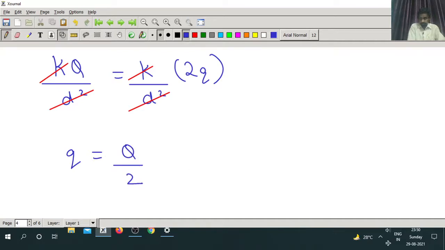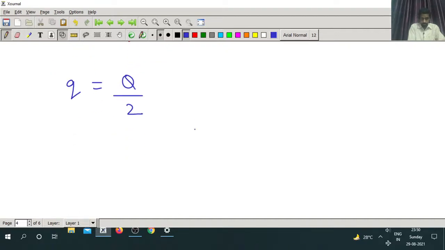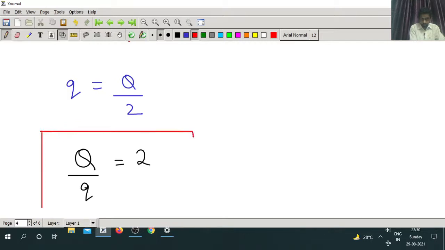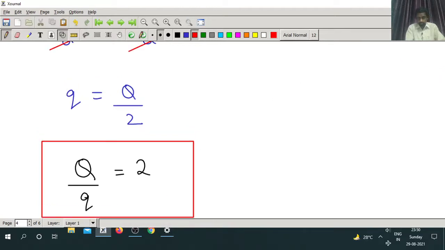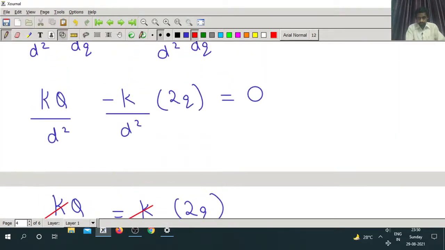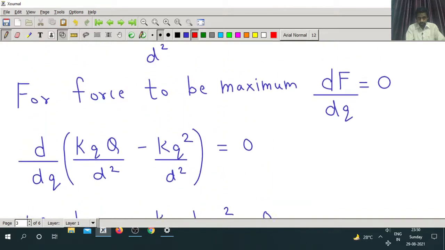So the question is asked, what is the ratio of charges? That means we want capital Q upon small q, what the ratio will be, and that will be equal to 2. So the answer to this question is 2. The question asked what is the ratio of charge, that is capital Q upon small q, and that comes out to be 2 over here.